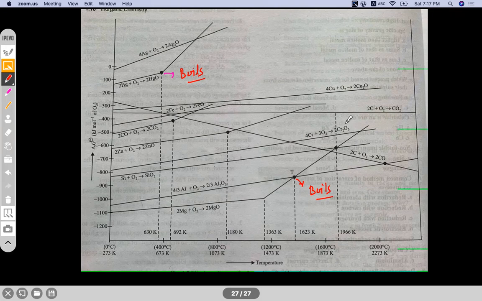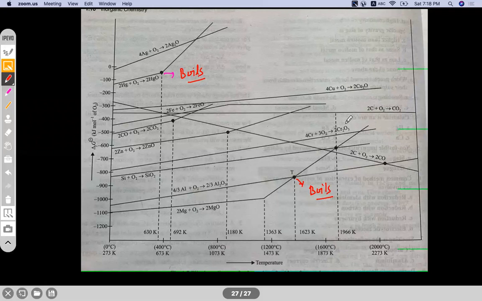This is the feature of the Ellingham diagram: the metal whose graph is above will get reduced by the metal whose graph is below it. So it is a temperature-based reaction. It is not universal, that it always happens. It holds for a certain temperature and then it may change. That is the second point.